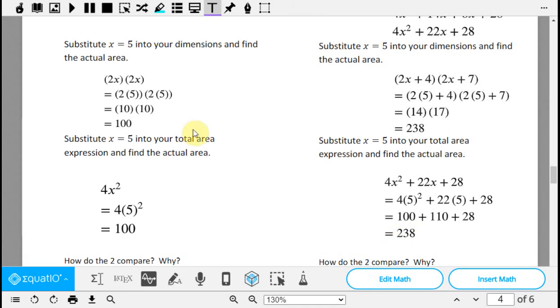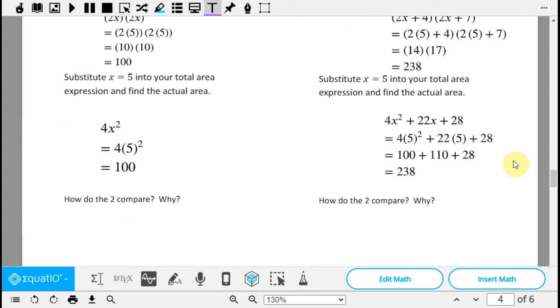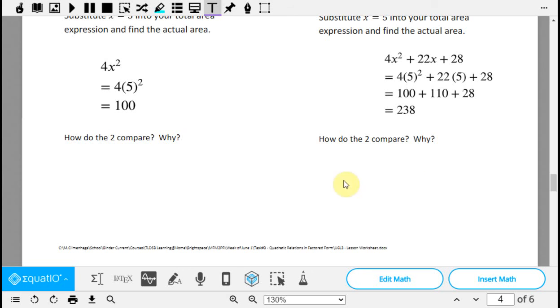As you can see, the two values in both cases work out to the same amount. That's the purpose of these questions, to consider how they compare. Since they both work out to the same value in each case, I'm just going to write one answer for them.